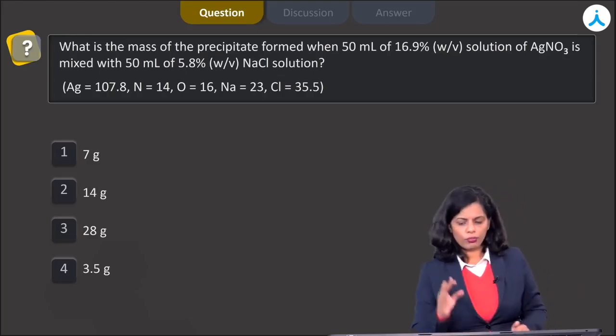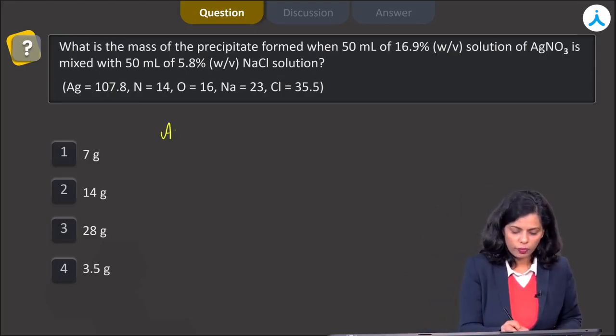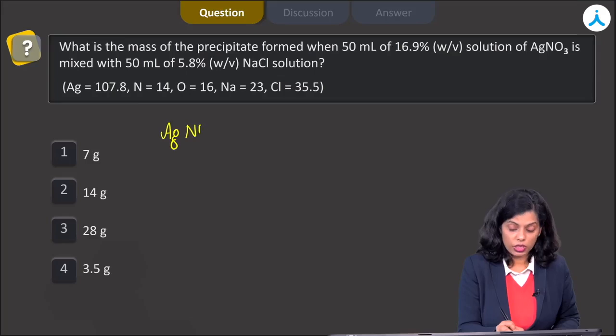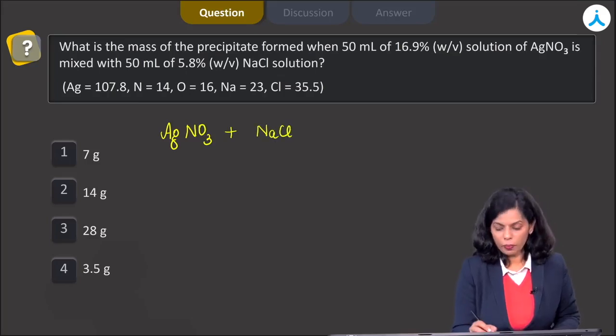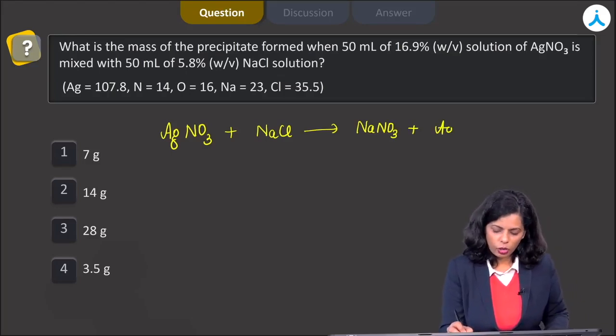formed. So the first thing that you need to do is look at the chemical equation, which is the chemical reaction taking place, right? AgNO3 reacting with NaCl. Okay? When these two react, NaNO3 forms in the aqueous solution and simultaneously the precipitate of AgCl would be formed.